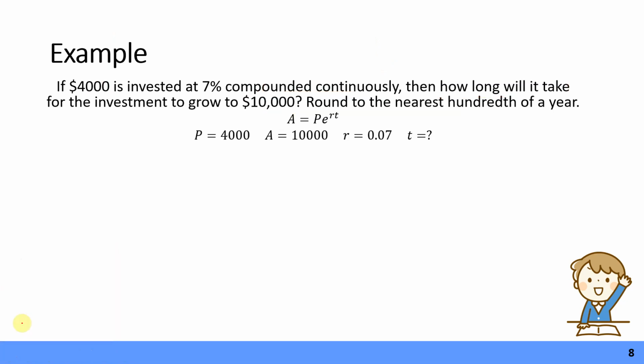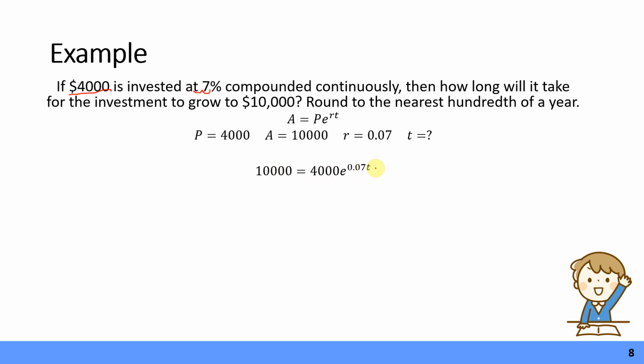So let's go ahead and substitute what we know. Principal is 4,000 because that's how much money I start with. In this problem, I actually know the A. I know how much money I want to end up with. So that's going to be 10,000. I know my rate, which is 7%. I moved the decimal twice, giving me 0.07. But in this problem, I do not know T. I don't know how long I'm going to have to wait. So T is my unknown. So before we do anything, let's go ahead and substitute my values. I have 10,000 equals 4,000 e raised to the 0.07 times t.